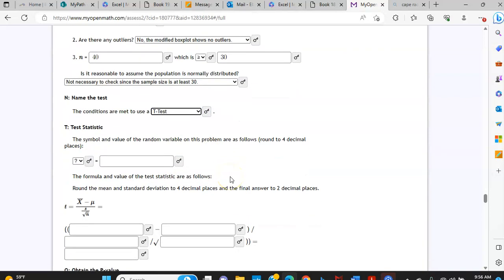Okay, and the symbol and value of the random variable on this problem are as follows. We know that we're going to be finding a mean, but as we do our test statistic, it is a sample mean. Let me find it. I guess that's the sample mean they've got there. It looks almost like a hat instead of a bar. All right, and our sample mean, we need to get that from the data.